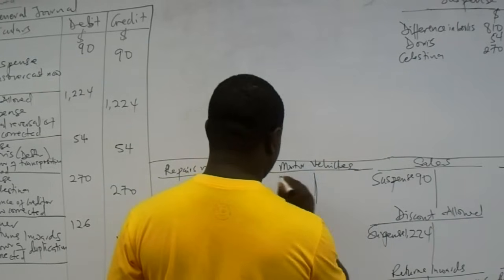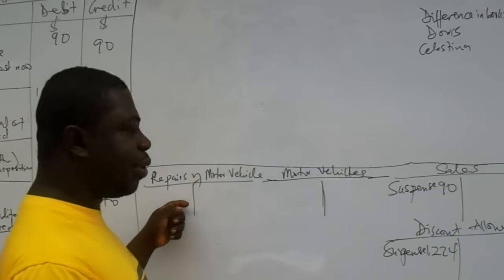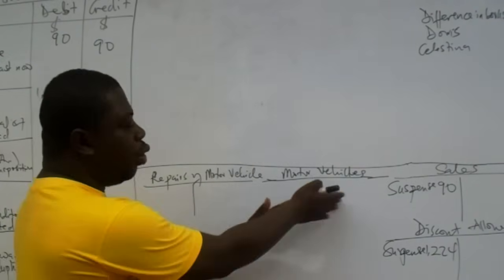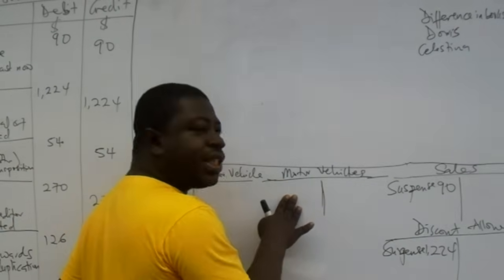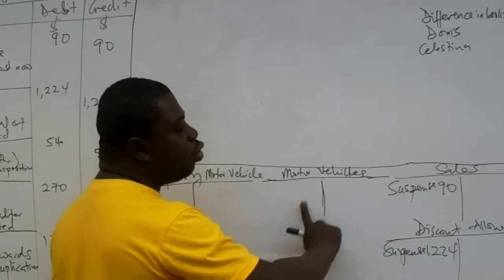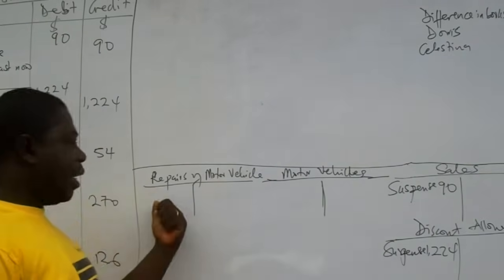Okay, so these are two accounts. And then we have made a mistake. We debited motor vehicles instead of repairs. So if you want to transfer it from motor vehicles back to repairs, it was on the debit. We assume it's there. We don't write it there again. So all we need to do is just credit the motor vehicles account and then come and debit repairs.